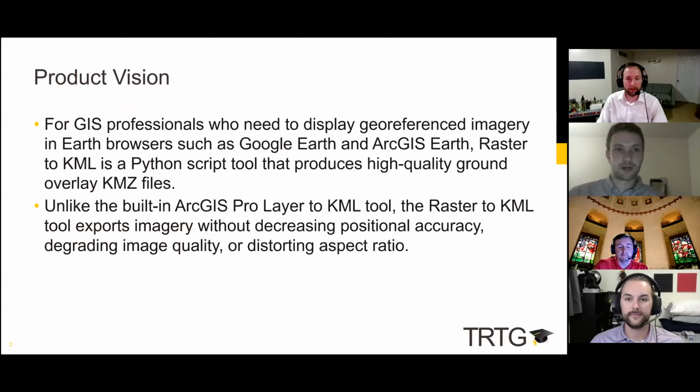So for our product vision, our final vision statement is for GIS professionals who need to display georeferenced imagery in Earth browsers such as Google Earth and ArcGIS Earth. Raster KML is a Python script tool that produces high-quality ground overlay KMZ files. Unlike the built-in ArcGIS Pro layer to KML tool, the Raster KML tool exports imagery without decreasing positional accuracy, degrading image quality, or distorting aspect ratio.